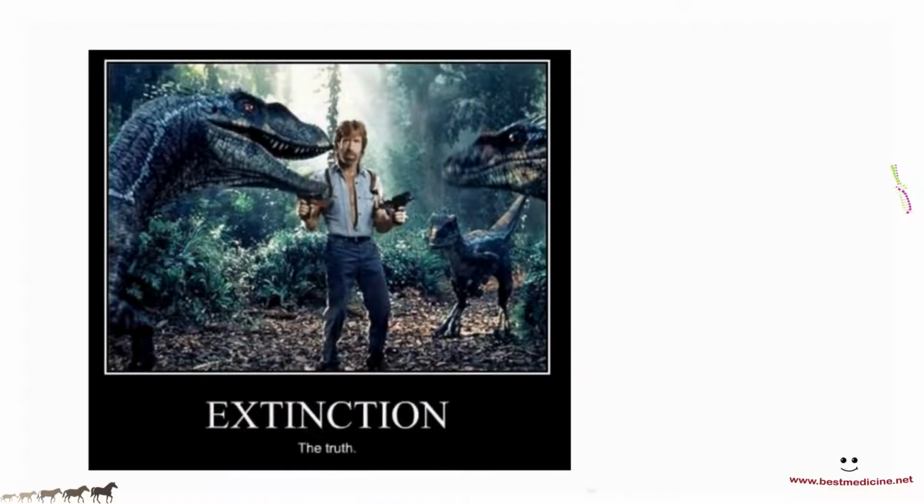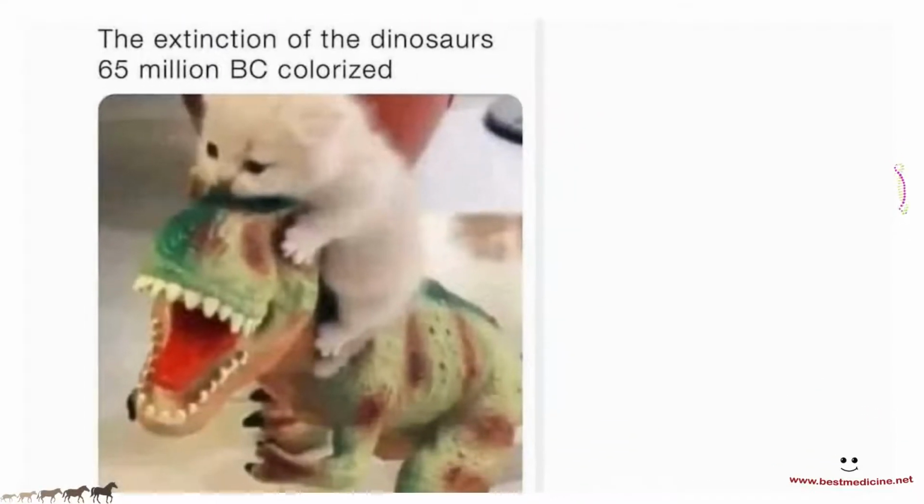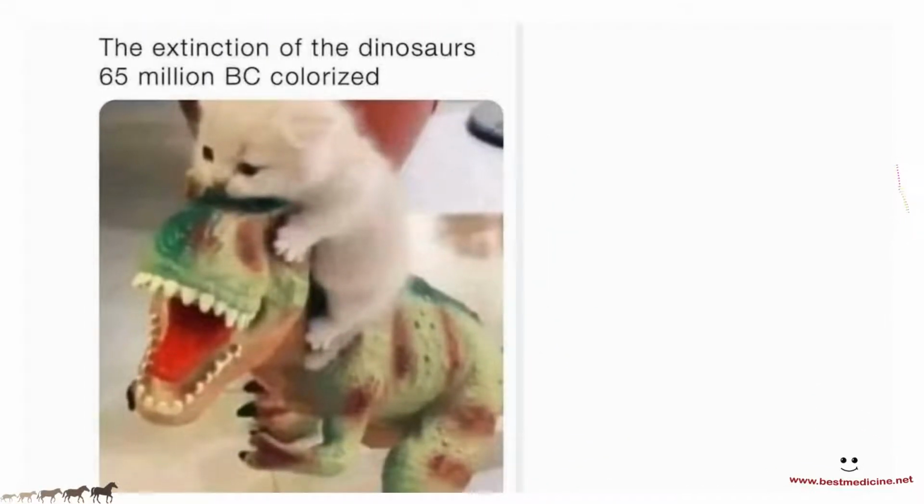Here's a meme for you guys. Extinction, the truth. So, all this time, it was Chuck Norris. The extinction of the dinosaurs, 65 million BC, colorized. Okay, that's how the dinosaurs actually got extinct. I see.